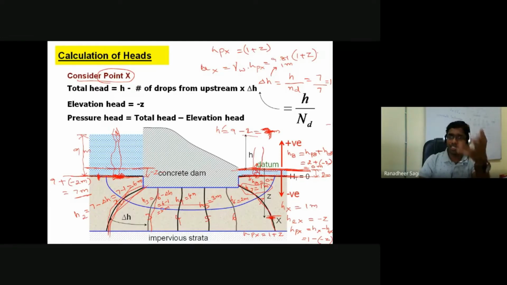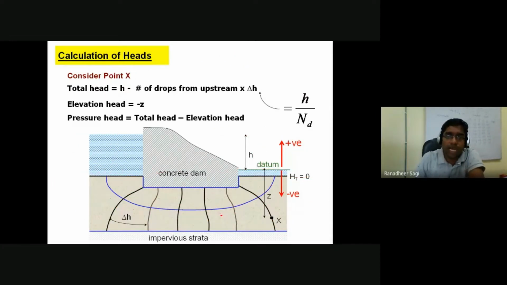It's not just at point X. Wherever you want to calculate, you can calculate in a similar way. So if I want to calculate my pressure head at a particular point, let's say this point is Y, how do I calculate my pressure head at this point Y? Where is this point Y lying? Is it lying on this equipotential line, or on this equipotential line? This point Y is lying on neither of these equipotential lines.